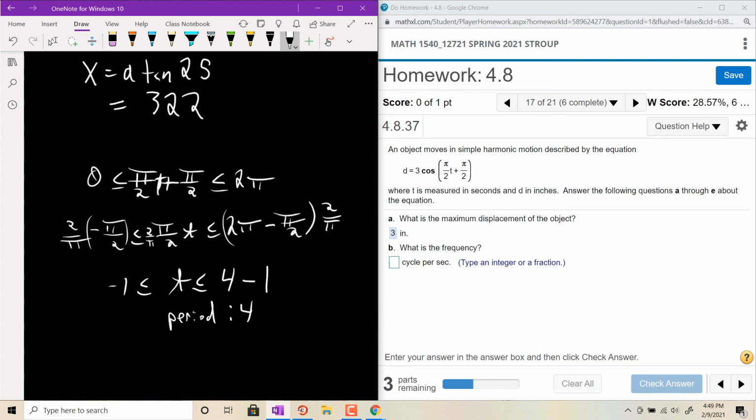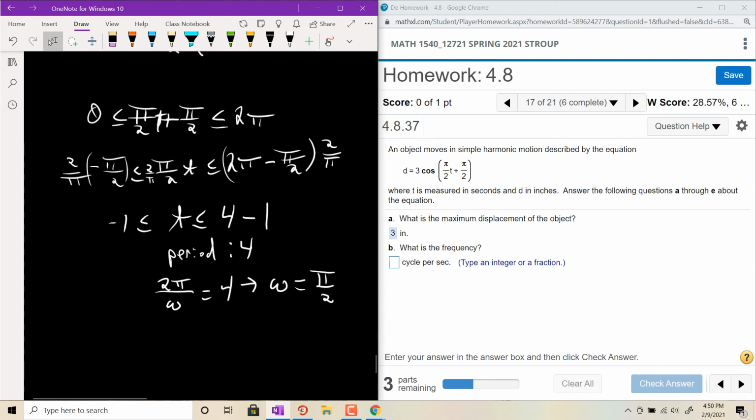Is 4. And so remember, the period is just 2 pi over omega, which in this case is 4. So that tells me my omega, if you multiply both sides by omega and divide both sides by 4, is just going to be pi over 2.